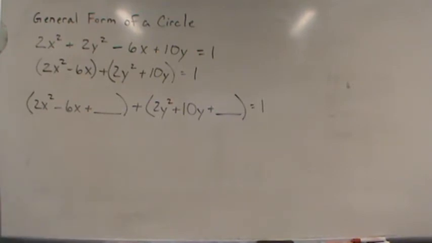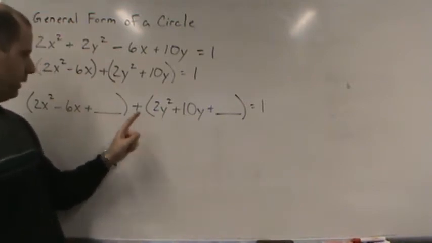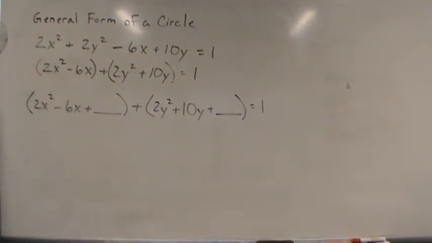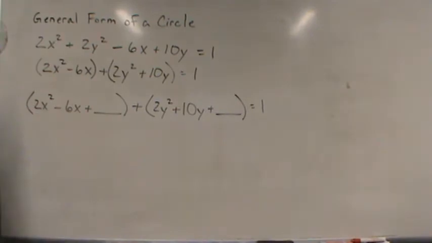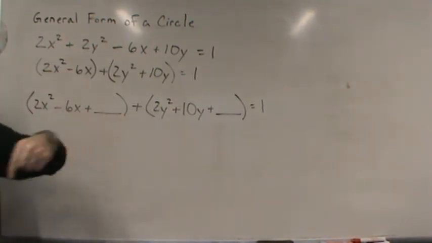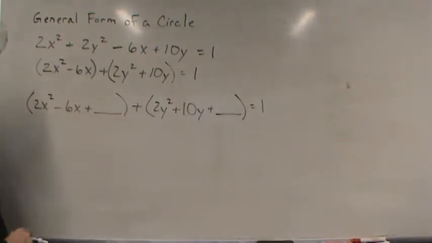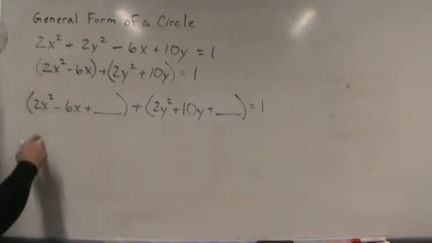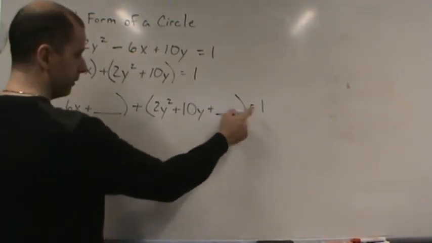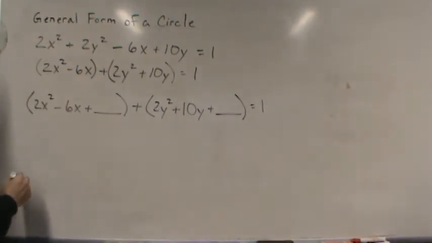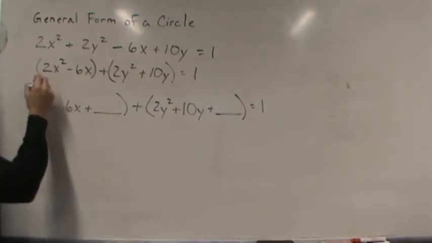I'm almost missing something. What did I almost forget? Gotta have a 1 here. Okay, so here's what we need to do. We're going to have to get rid of this. Now the good thing is that these are both the same, so we can divide everything by 2 and we'll be fine. So I'm going to divide everything by 2 to make this a little simpler. Now it'll make this into a half, but that's fine.